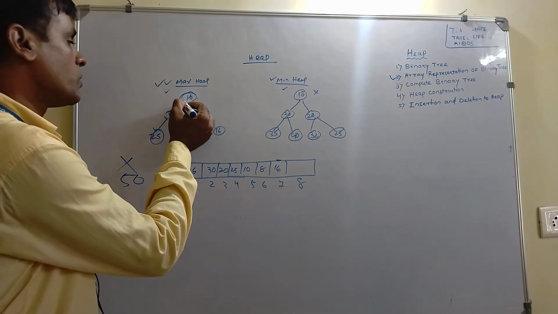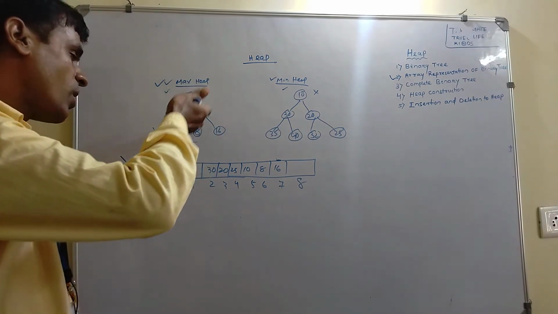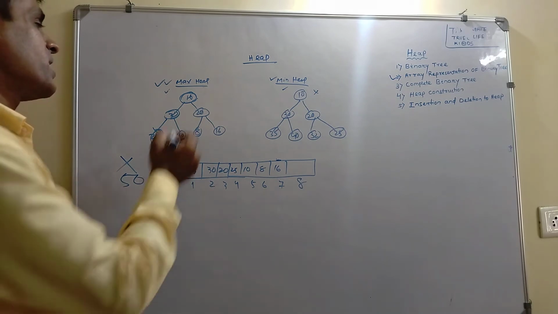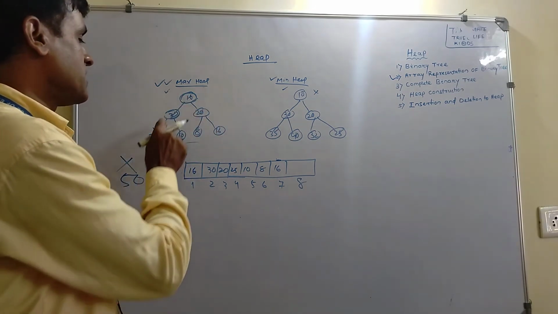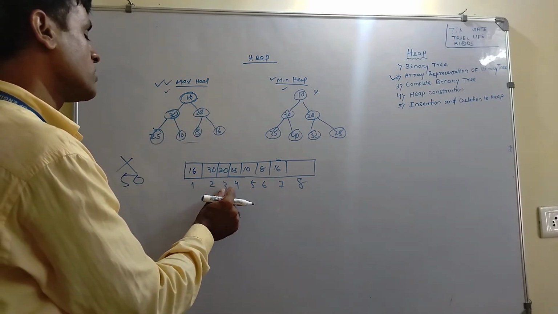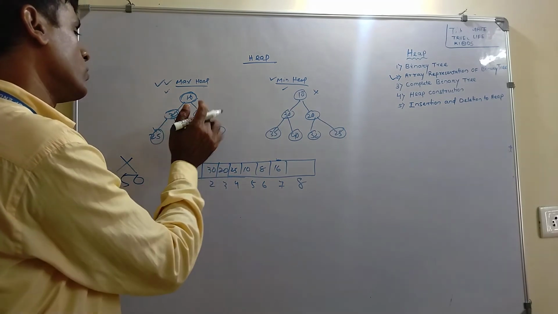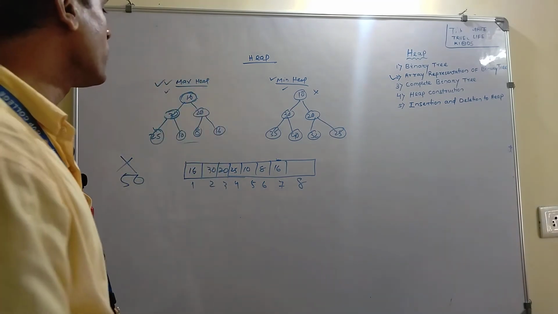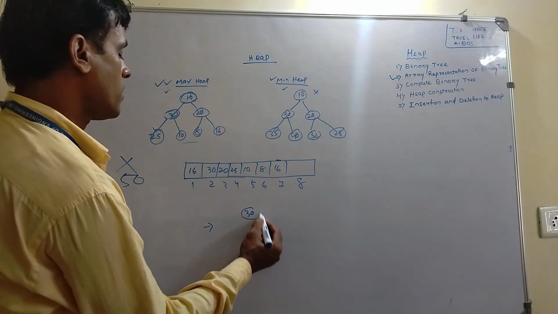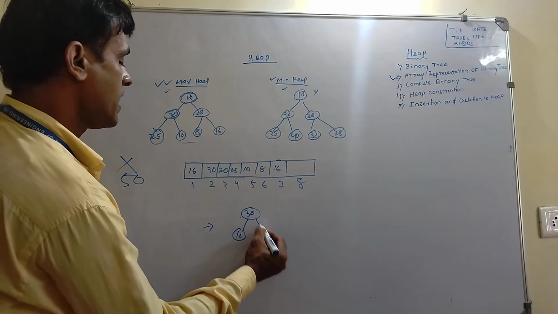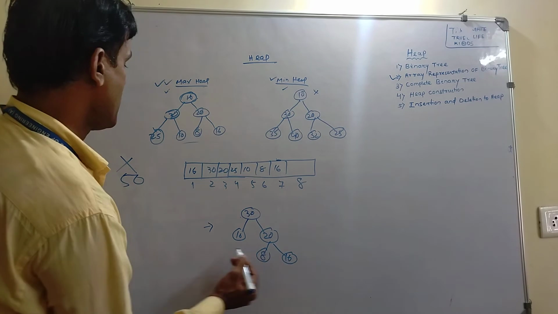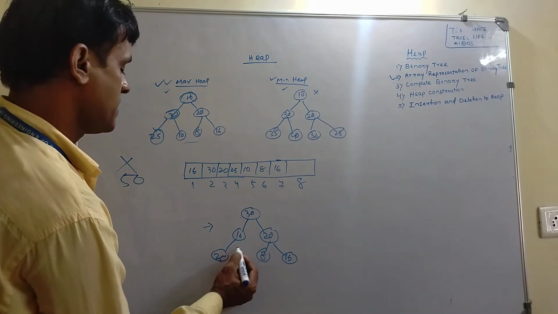Now what to do? Now we go from top to bottom and readjust the nodes. How do we readjust? Now 16 has two children, 30 and 20. How could we know? One child is at 2i, another child is at 2i plus 1. That is 30 and 20. Whoever is greater goes to the top. 30 is greater, so 30 will go to the top and 16 will come here, and here it is as usual 25 and 10.